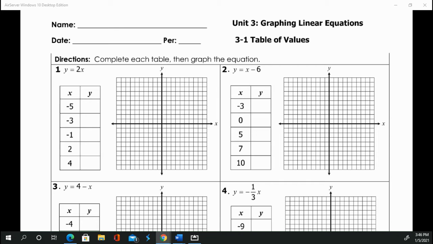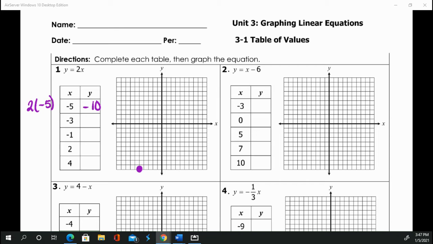So let's start with when x equals -5. 2 times -5 is -10. So we're going to go ahead and plot that point. We should know that each of these graphs go up to +10 and down to -10. So if you get a value like -10, you know it's going to be at the very bottom.